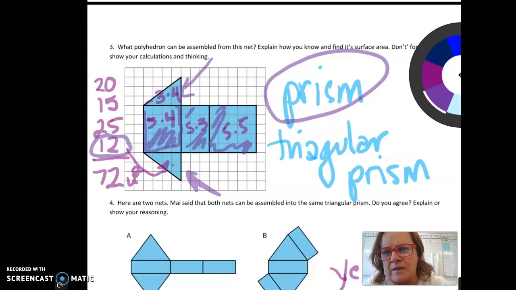This rectangle right here is 5x4. That's where I got this 20. This rectangle is a 5x3, and that's where I got this 15. And this square is a 5x5, and that's where I got this 25. And so if I add it all together, we end up with 72 units squared.